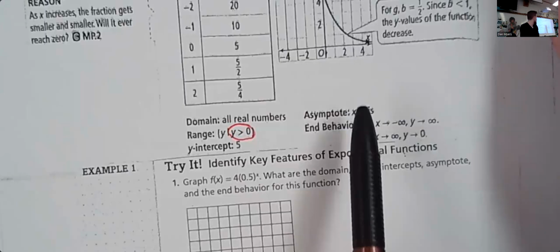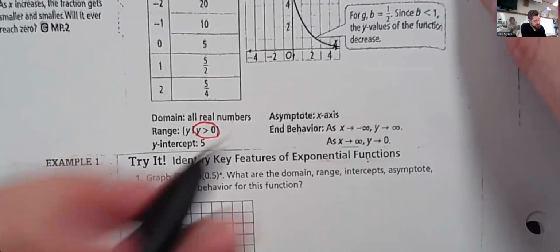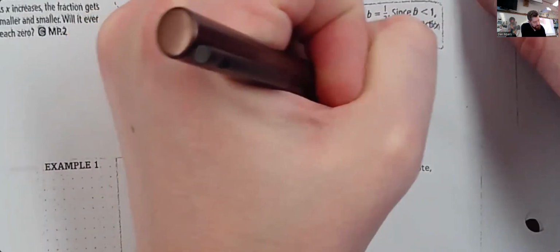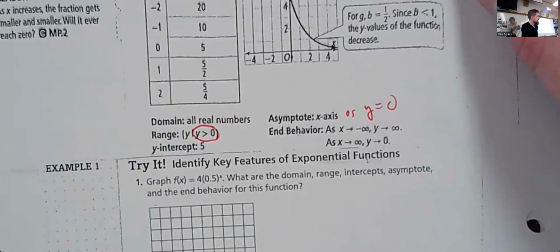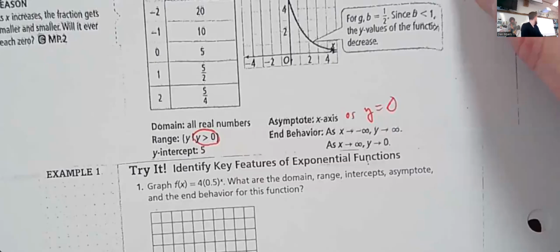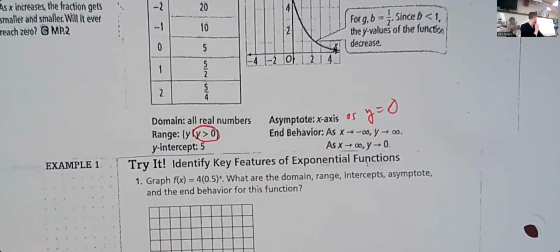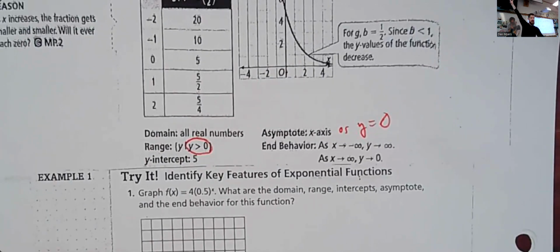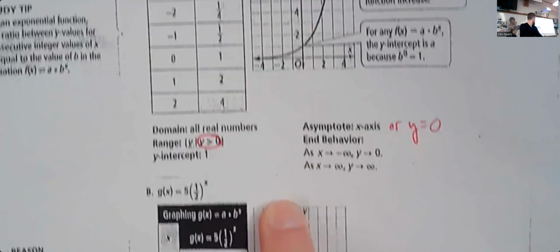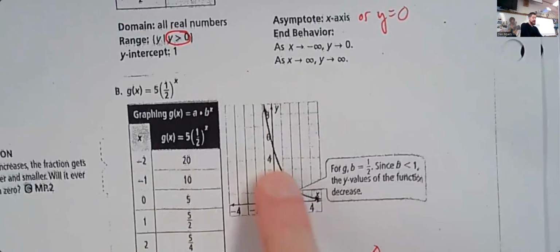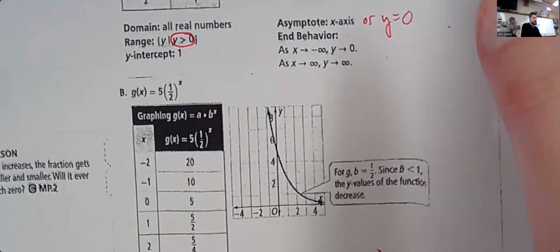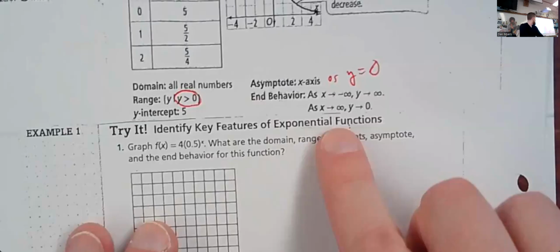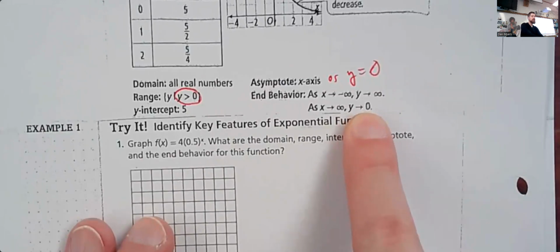We have an asymptote, again, at the y-axis, which is the same as y equals 0. And this time, our end behavior is opposite of what it was the first time. As x goes to negative infinity, y goes to positive infinity, because it goes up forever as you go left. And as you go right, it doesn't go down forever, it just gets closer and closer to 0. So as x goes to positive infinity, y approaches 0.